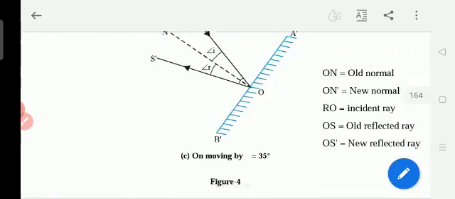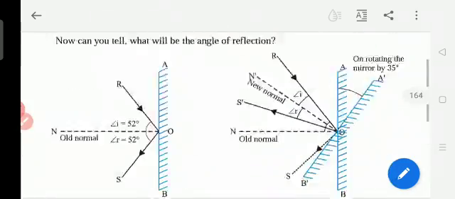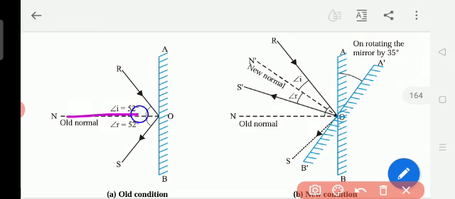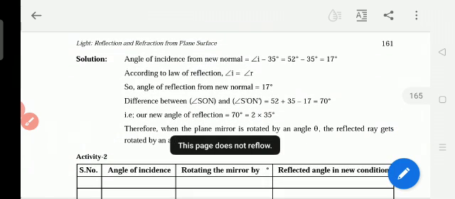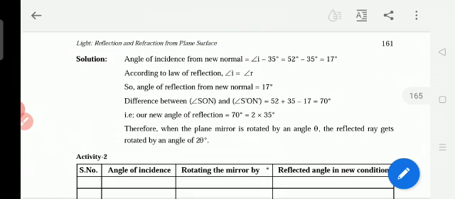So this angle is angle SON. How much does angle SON have? 52 degree. Angle S dash O N dash, now how much do we have? It is rotated to 35 degree. So we take this rotation and also this minus 17. The angle of reflected is 17. So 52 plus 35 minus 17, we get 70 degree. So our new angle of reflection is 70 degree, which is equal to 2 into 35. So that means 70 degree, the new angle of reflection.